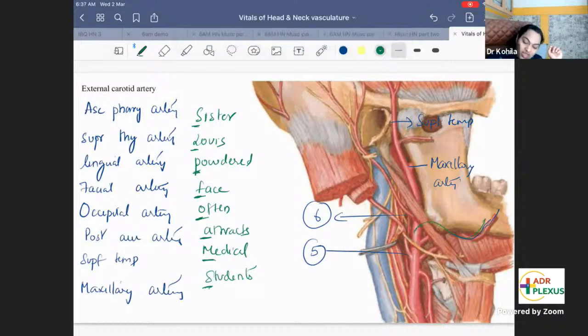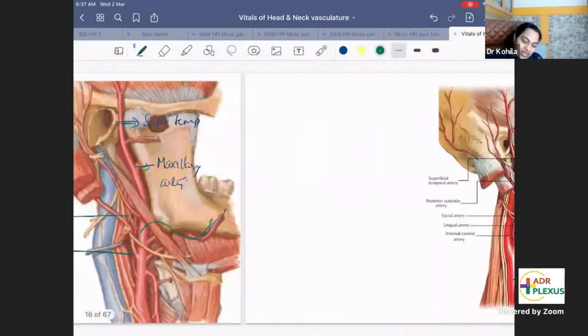Fifth one, I told you it's the occipital artery. Sixth one, posterior auricular artery. Seventh one, the superficial temporal. Eighth is maxillary artery. S. Vignesh, I have a mnemonic for maxillary artery coming. I also needed a mnemonic to remember it. Okay, so no, need not worry.